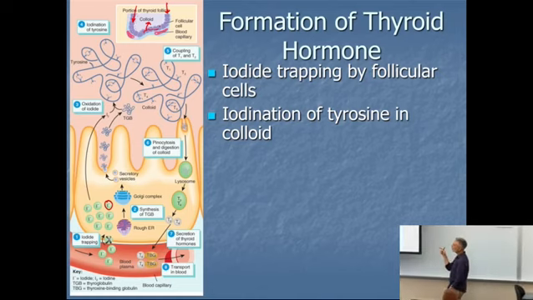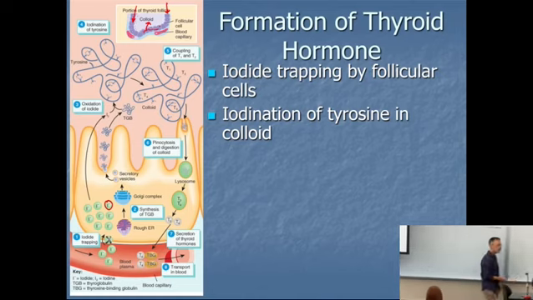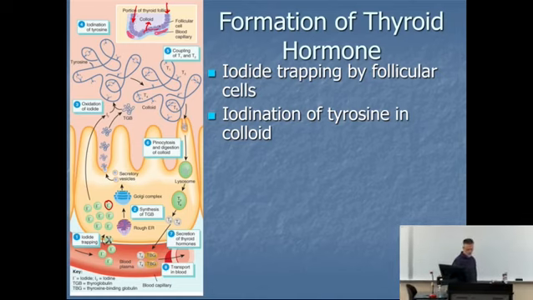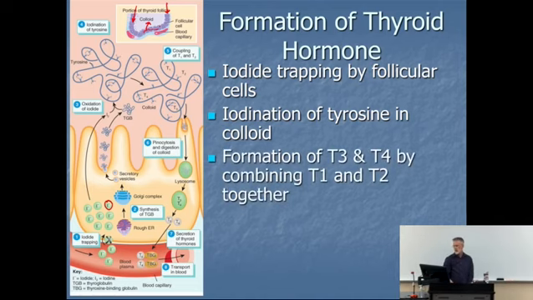Iodide is a critical component of T3 and T4, or thyroid hormone. So we're going to do some iodination of tyrosine. Tyrosine is one of the main components that we see here. It's one of the main components of this hormone, and iodide is the other component.